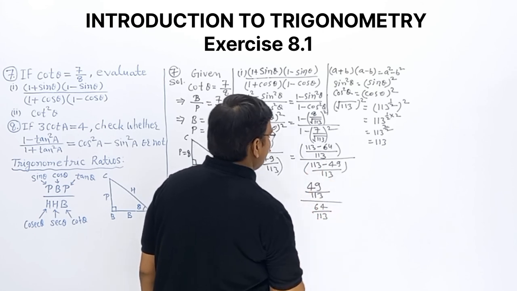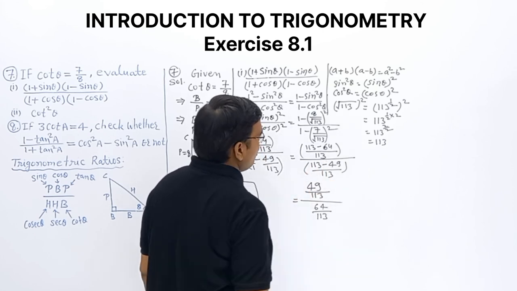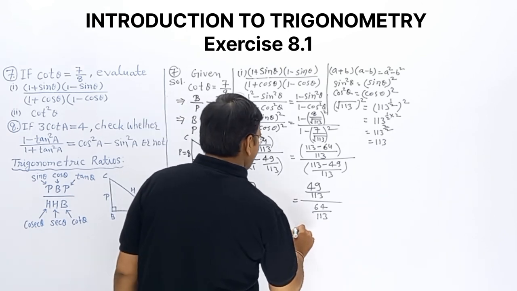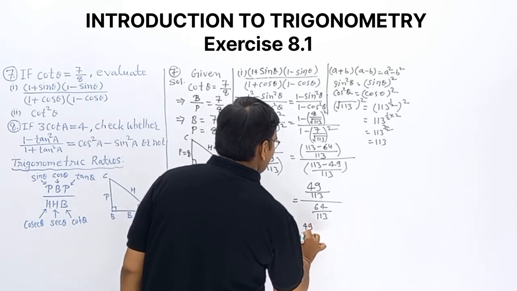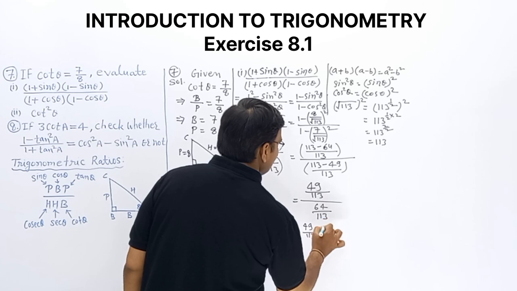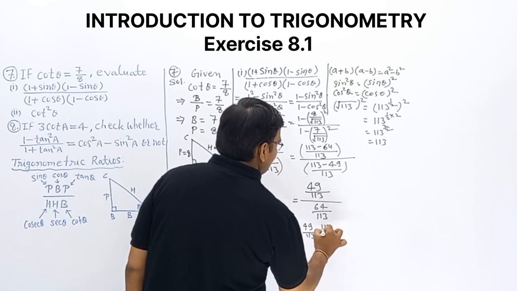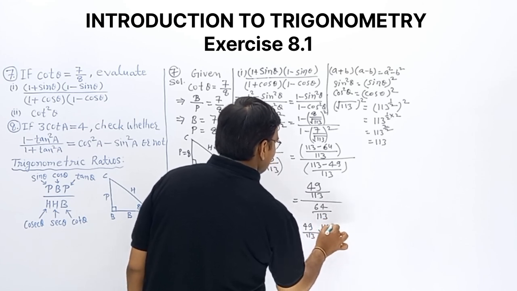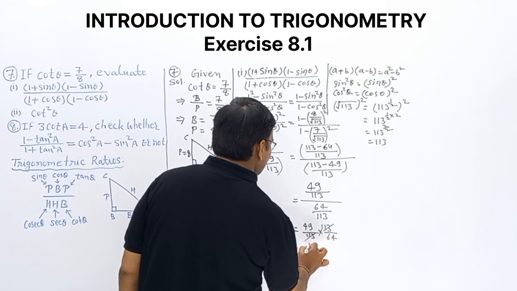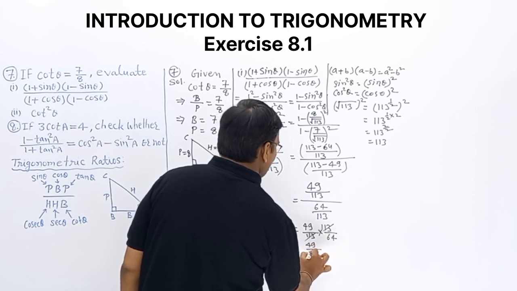And in the denominator we are having this one. So how we will solve this one? Yes, we can solve. 49 upon 113 into this can be written as 113 upon 64. So this to this will be cancelled. We are getting 49 upon 64.